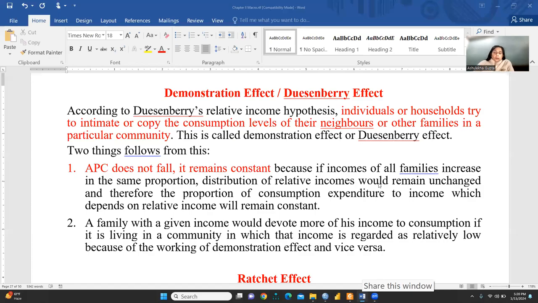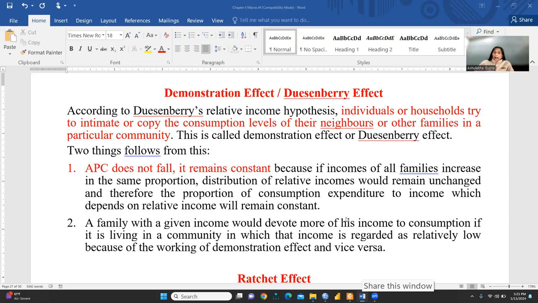Hi everyone, let's continue. Consumption theories. Under these consumption theories, I had already given you absolute consumption theory as well as relative consumption theory. In the relative consumption theory, two important effects are here. One is demonstration effect and the other is Duesenberry effect. If we talk about Duesenberry and demonstration effect, both are the same.